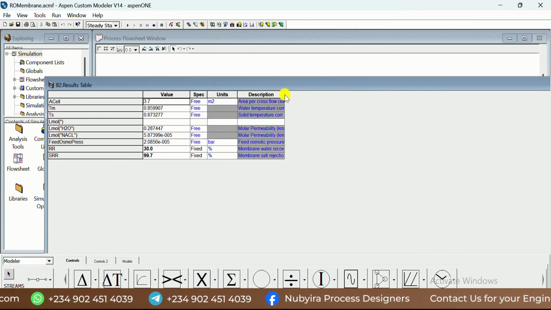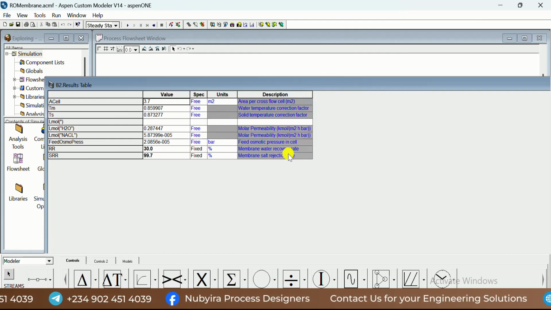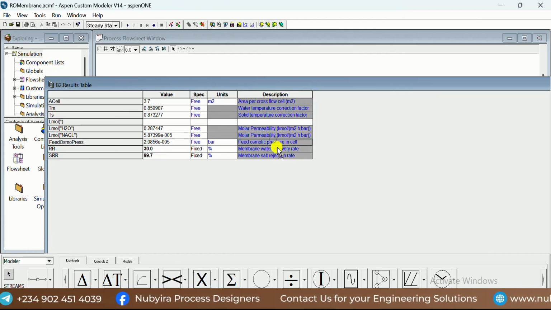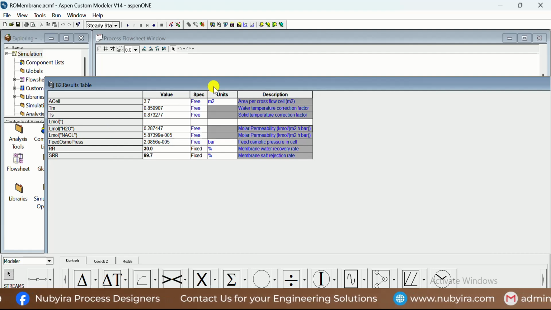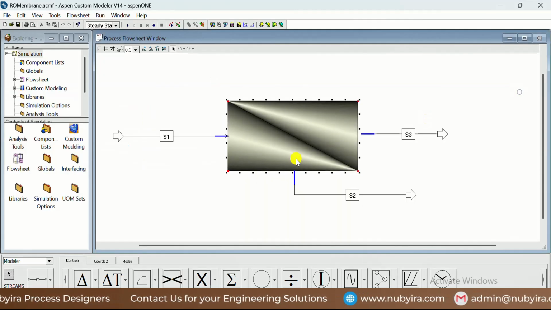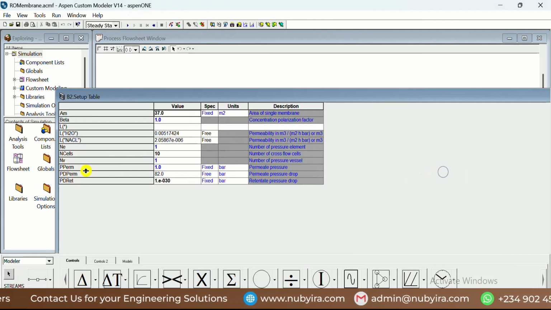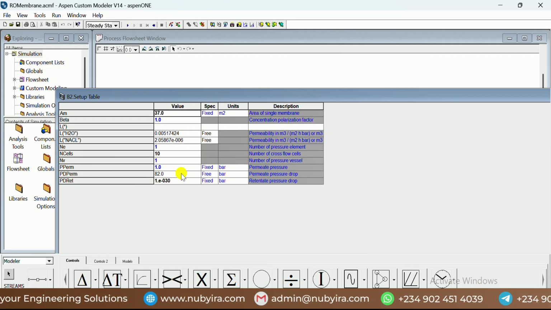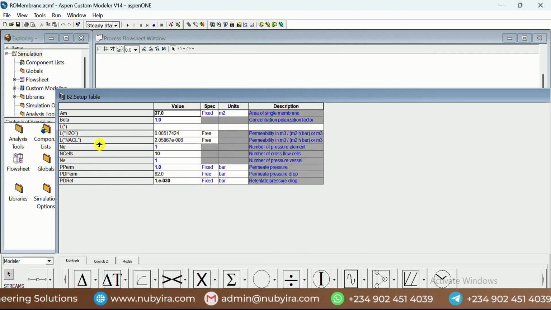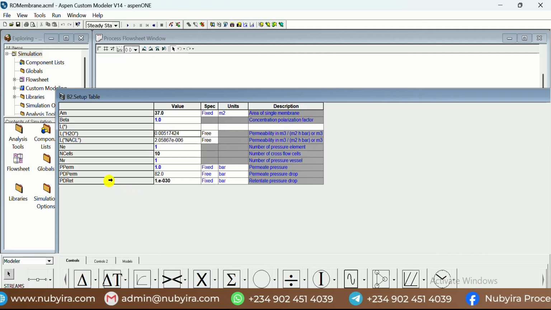You can see the description for the variables here. Osmotic pressure and permeability parameters are given in the results. So you have the parameters set up. You can see the permeability, and you can give the value. I think these values are calculated.